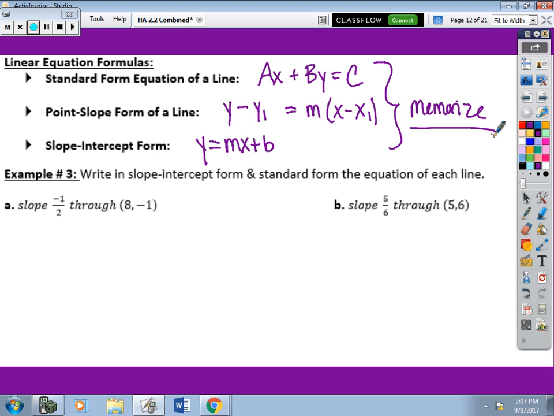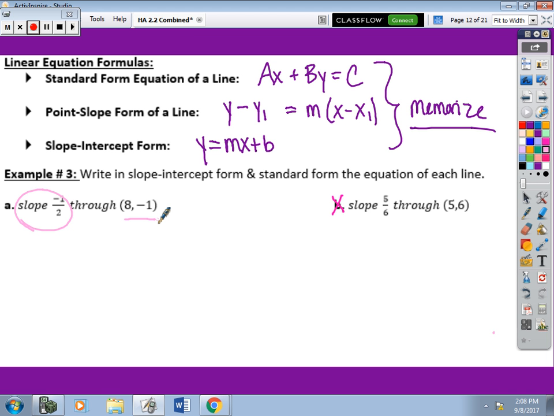So we're only going to do example A from each of these, but again, if you need more assistance in these problems, I did B on a separate video. So write an equation in slope-intercept form and standard form for each given information. So we have a slope, we have a point. What equation would I choose to start with? Point slope. I only know enough information to plug in a point slope.